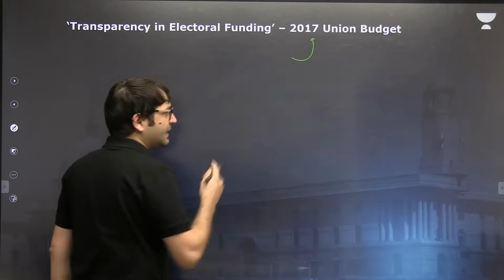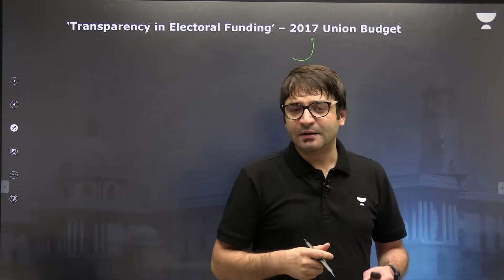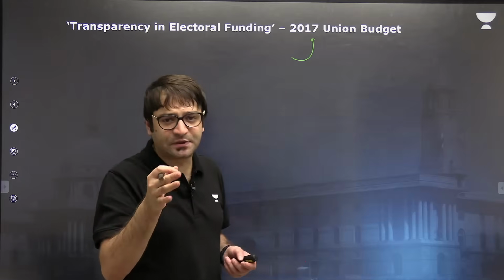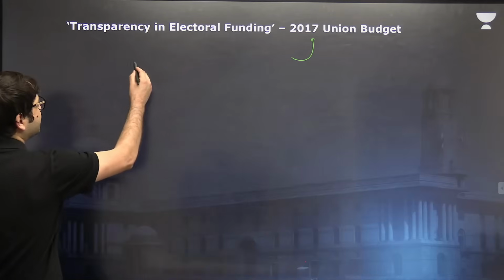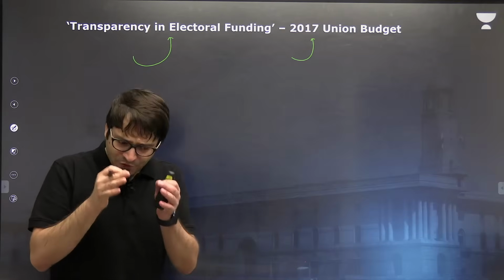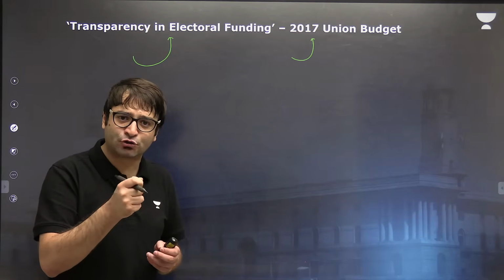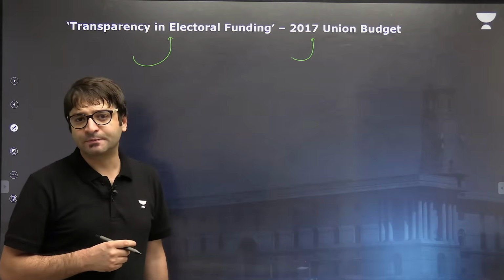2017. The then Union Minister for Finance, Mr. Arun Jaitley, presented the budget, and one chapter in that budget was transparency in electoral funding. The principal objective of the government was that we have to limit the amount of cash donations to political parties.